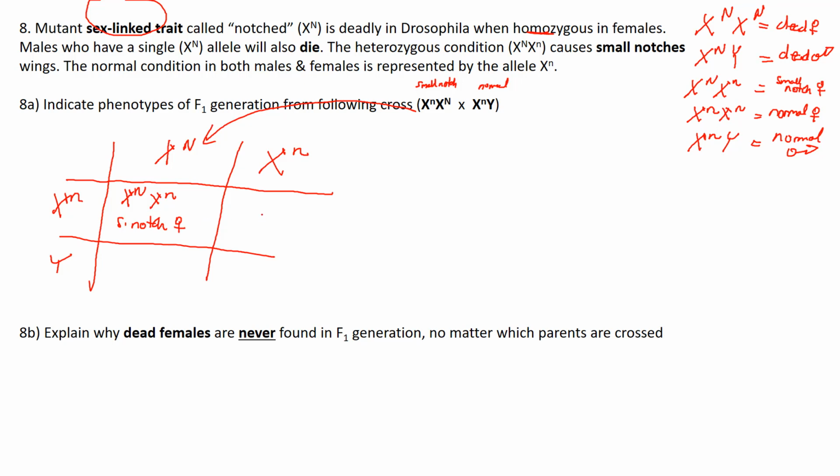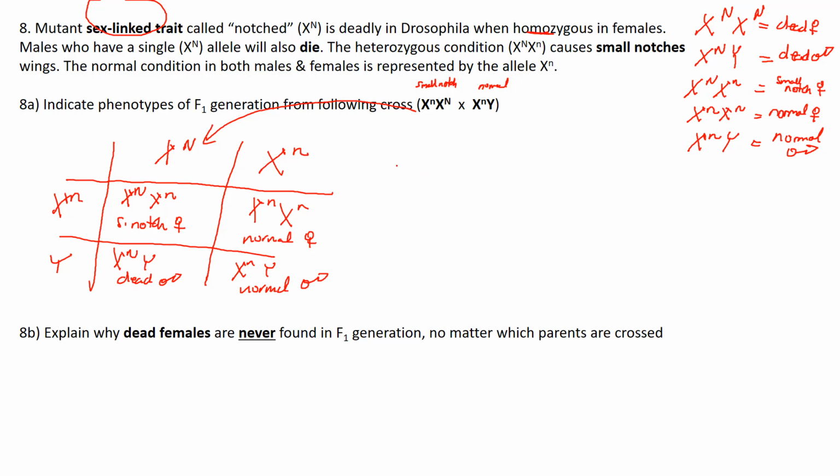And remember, we have to isolate males and females when it's sex-linked. X with a little n, X with a little n, that's going to be a normal female. X with a big N and a Y is going to be a dead male. And X with a little n and a Y is going to be a normal male. And that's just looking at our legend. That's why we took some time for that legend.